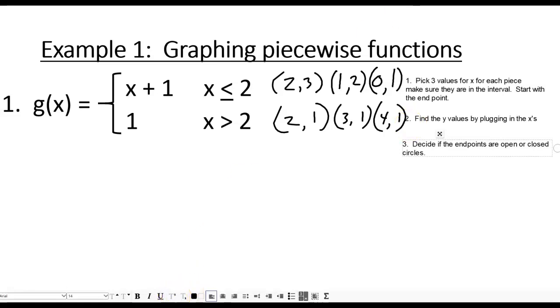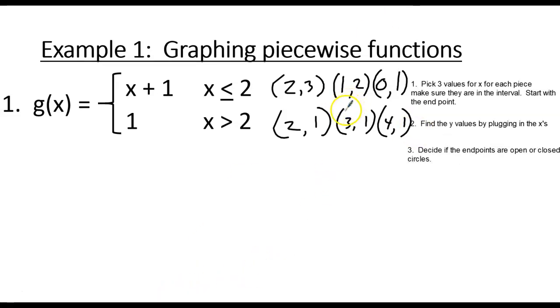Okay, so we talked about in one of the last few slides that whenever you have less than or equal to, it's a closed dot. So for the endpoint 2, 3, we're going to be using a closed dot. So I just like to put my dot here just so I remember that when I'm graphing it.